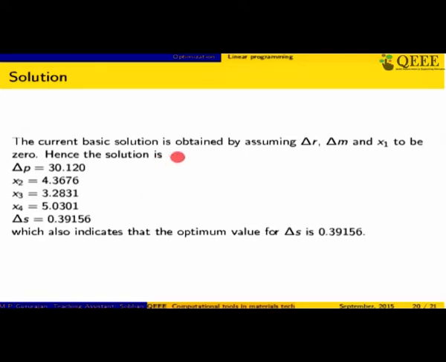So the basic solution is by assuming delta R, delta M and x1 to be 0. So the solution is delta P is allowed to change by 30.120. The other variables, x2, x3, x4, are the slack variables that we introduced. Those are the variables that were introduced to make the inequality an equality constraint. So these are the values by which they are allowed to change. So those inequalities are to be within this limit, and the optimum value for delta S.